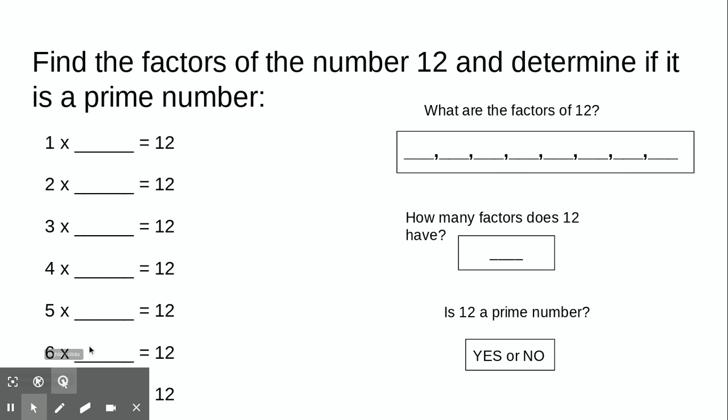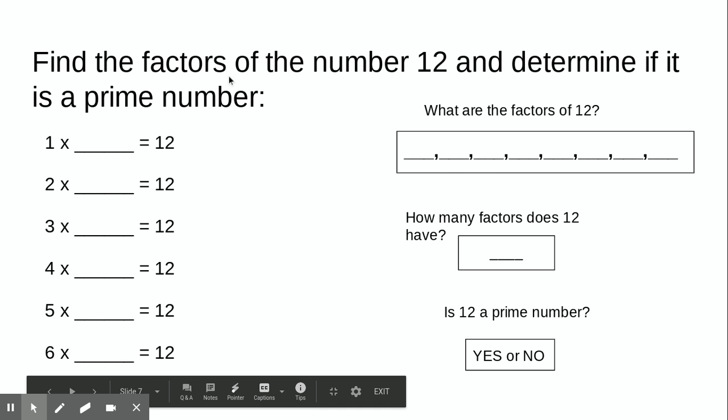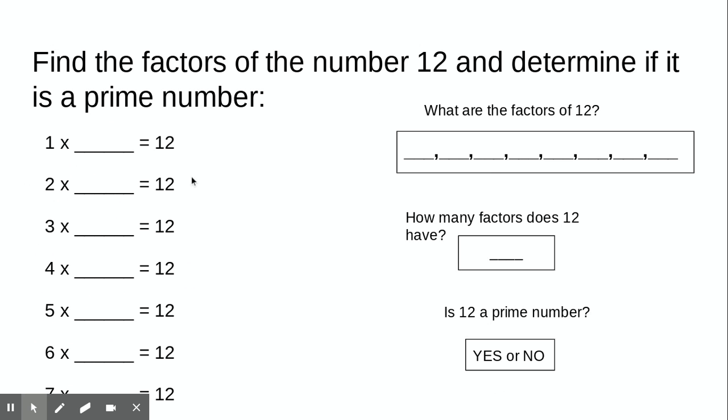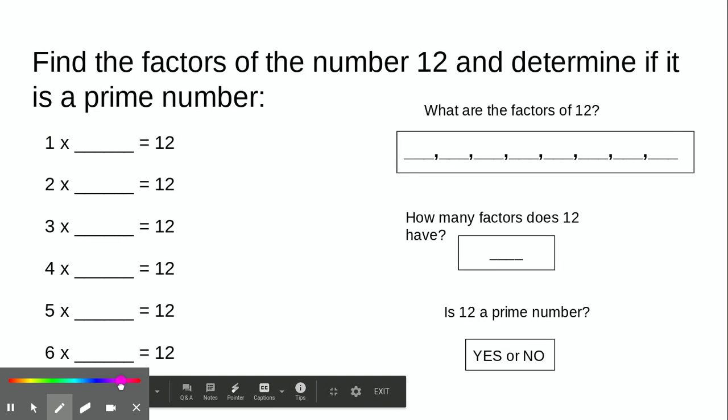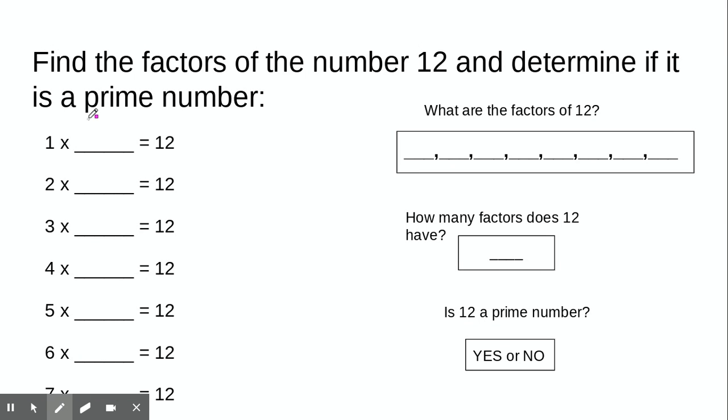All right, we'll do one more of these together. We're going to find the factors of the number 12 and then determine if it's a prime number. So 1 times what number is 12? 1 times 12 is 12. 2 times what number is 12? 2 times 6 is equal to 12. 3 times what number is 12? 3 times 4 is equal to 12.